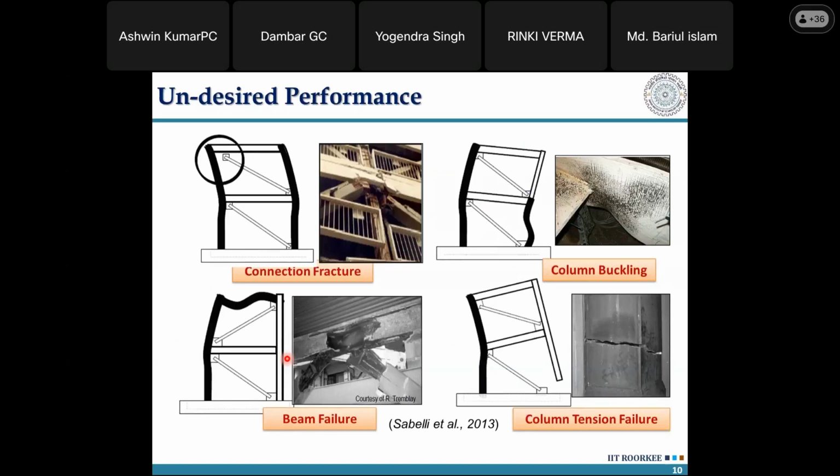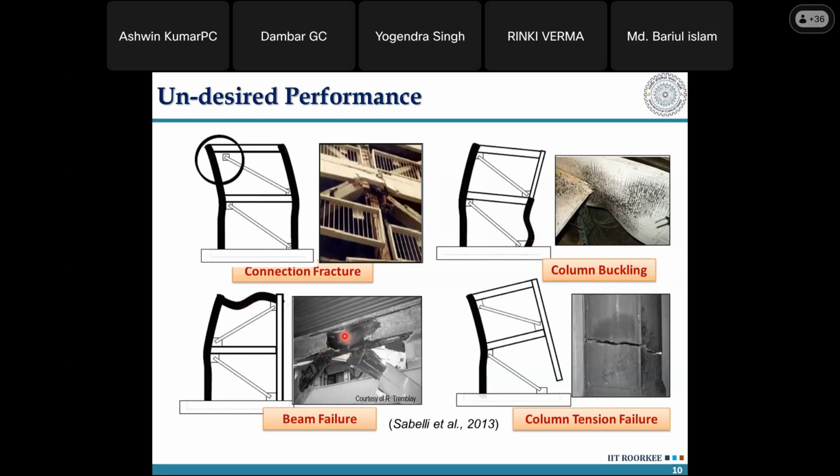So let's understand what is the undesirable performance. What do we not want? After all, what we have talked about for long, what we do not want in a CBF system or an SCBF system is connection fracture, right? The one that I talked about just now: if the connection fails, the braces are no longer useful. The column should not buckle. The force controlled element should not undergo any kind of instability. Same goes for the beam.